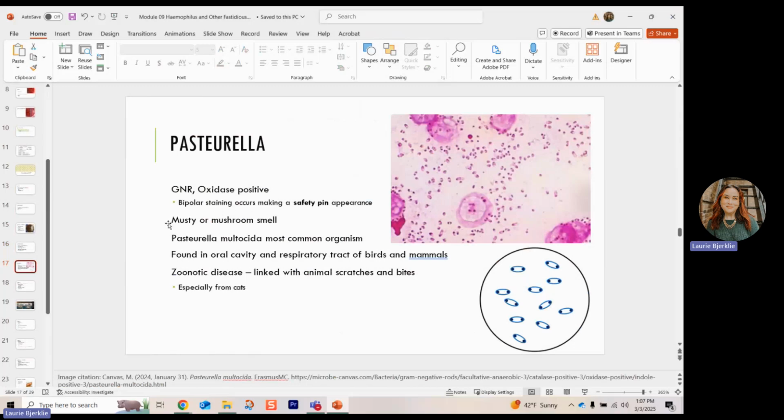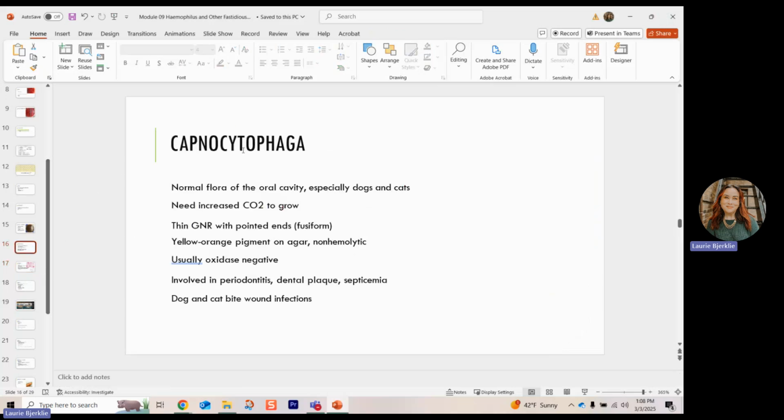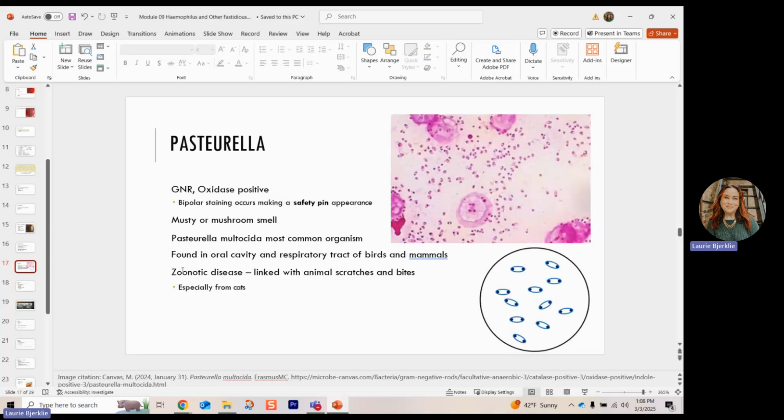This one does have a smell associated with it as well. It's been known to be musty smelling or mushroomy smelling. Pasteurella multocida is our main organism out of here. If you see any Pasteurella, it tends to be multocida. Again, found in the oral cavity, also the respiratory tract of animals. So therefore, it's heavily linked with animal scratches and animal bites. Really well known to be linked with cats, especially. So anytime you get a case study question that's describing an animal wound or animal bite, you're thinking about the ones that we've learned that are linked with animals. So Pasteurella multocida is one that should definitely always come to mind. Capnocytophaga could be one as well. So link it with animal bites or animal scratches.